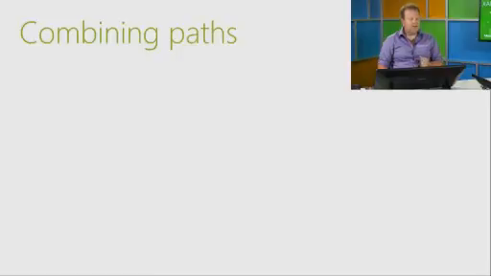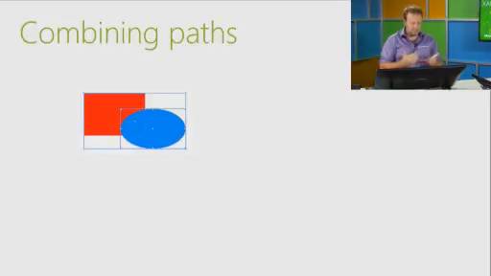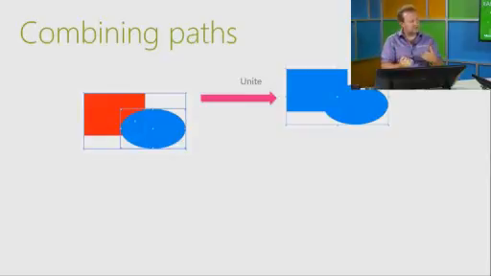And you can also combine paths. This is something which is very powerful. If I have two paths on top of each other, an ellipse and a rectangle, they will be converted to paths when you combine them. And then you can unite those two, and you get one path which has a shape which is the unification of those two. The color depends on the last element that you clicked on.